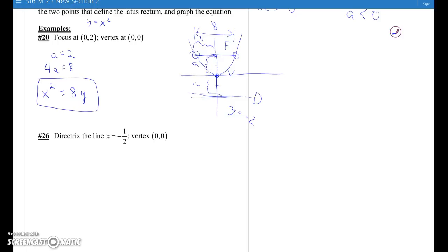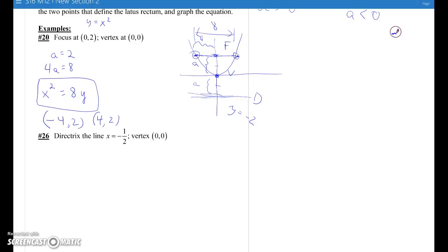So we start at the focus and go 4 to the left, and that's going to get us at the point -4, 2. And then we start at the focus and go 1, 2, 3, 4 to the right, and that's going to give us the point 4, 2. So these are the 2 points that define the latus rectum.